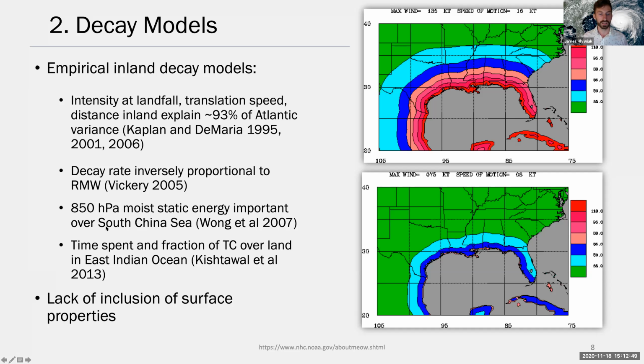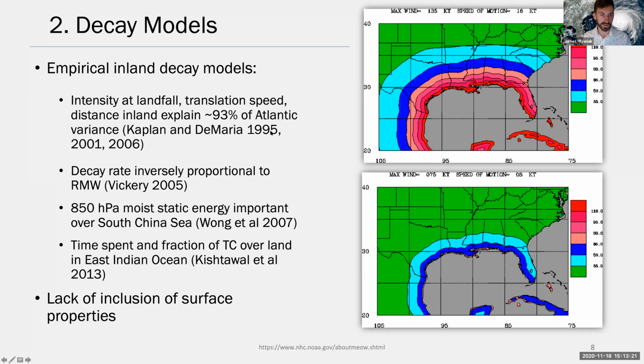region. And then Kishwal et al. in 2013 found that the time spent and the fraction of the TC over land in the East Indian Ocean are important for determining the inland decay because the coastal geography in that region is just so complex. So even including that last one, there is a pretty wide, noticeable lack of inclusion of surface properties such as roughness length and soil moisture.